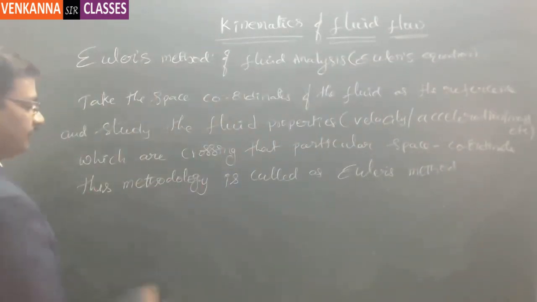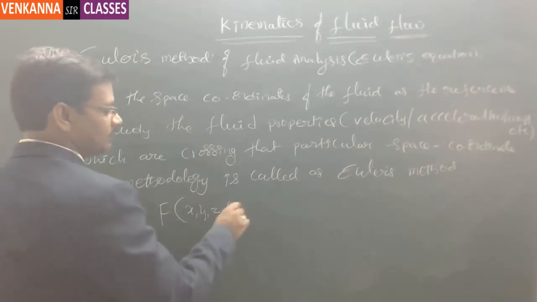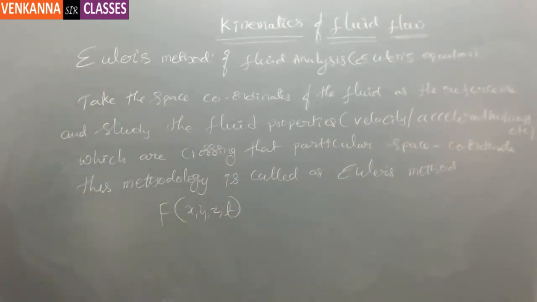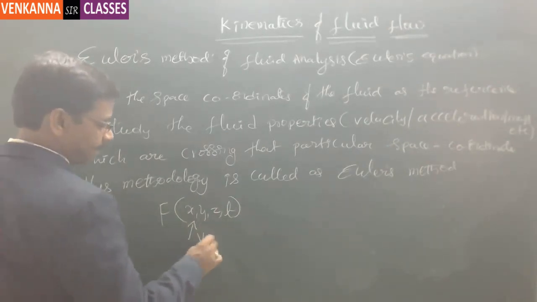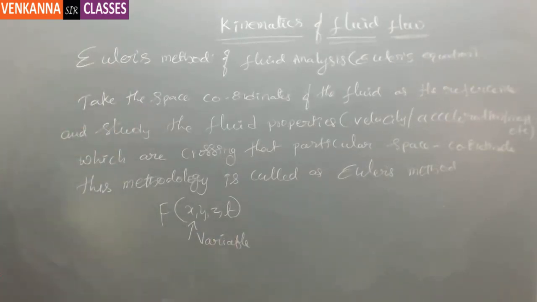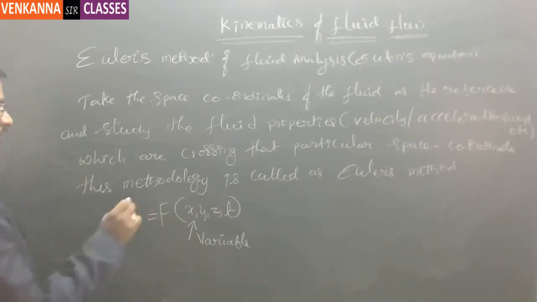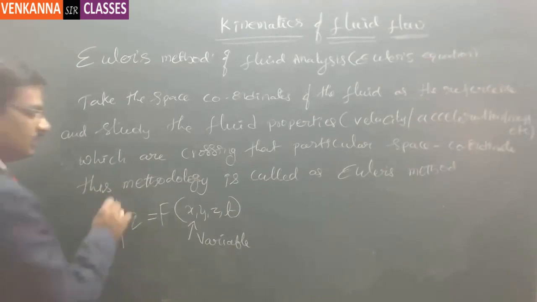Got it? So here, let the fluid property be F. Then this fluid property at the space coordinate of x, y, z at any instant of time t, right? At any instant of time. Here, these are variables. Earlier, these were constants. That is the only difference. Got it? So this is how it is going to be analyzed, where q is the velocity.